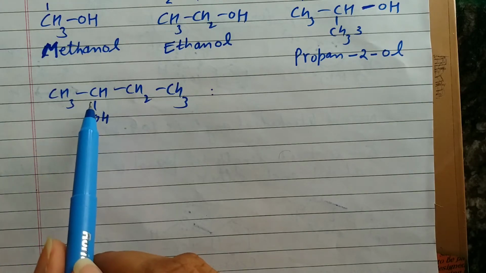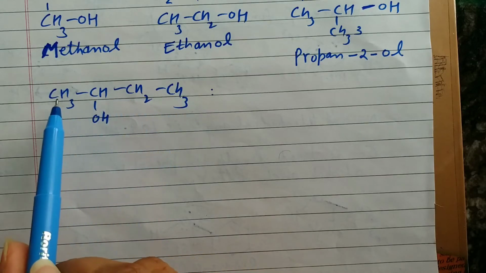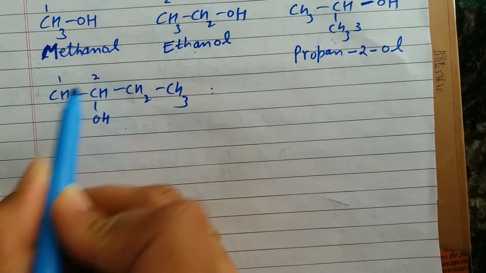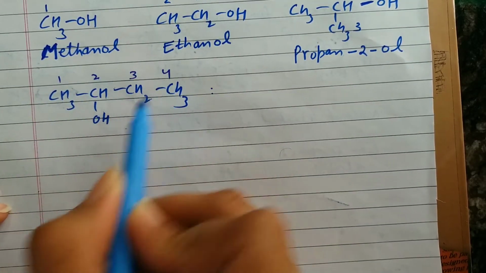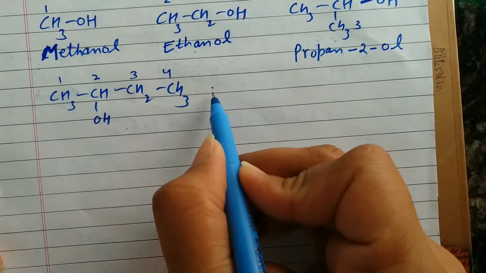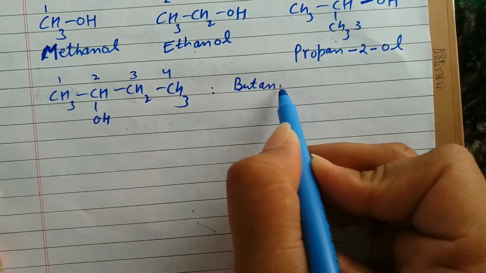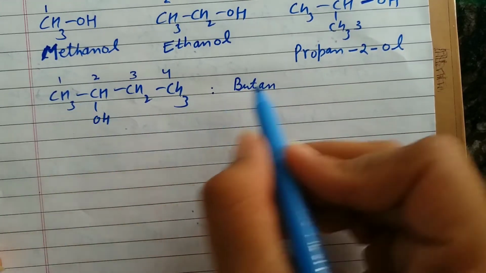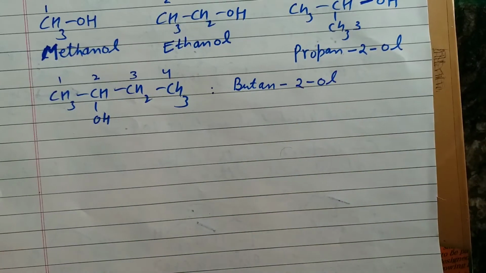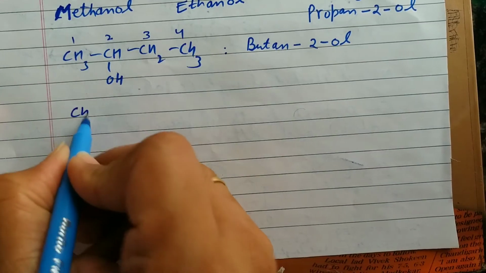The functional group, if I start from the right side, will be on which position? Third. But from the left side, it is on which position? Second. So we prefer numbering it from the left side so that the lowest possible number can be given to the functional group. Now the word root with 4 carbon atoms is butane. So you replace the e of butane by the suffix ol, and the position is second. So this is butan-2-ol. So this alcohol is termed as butan-2-ol. Let's take another example.